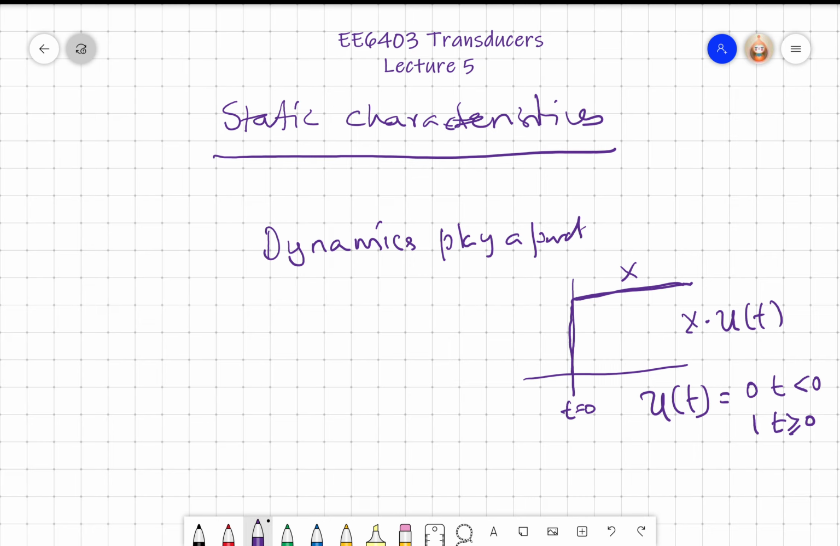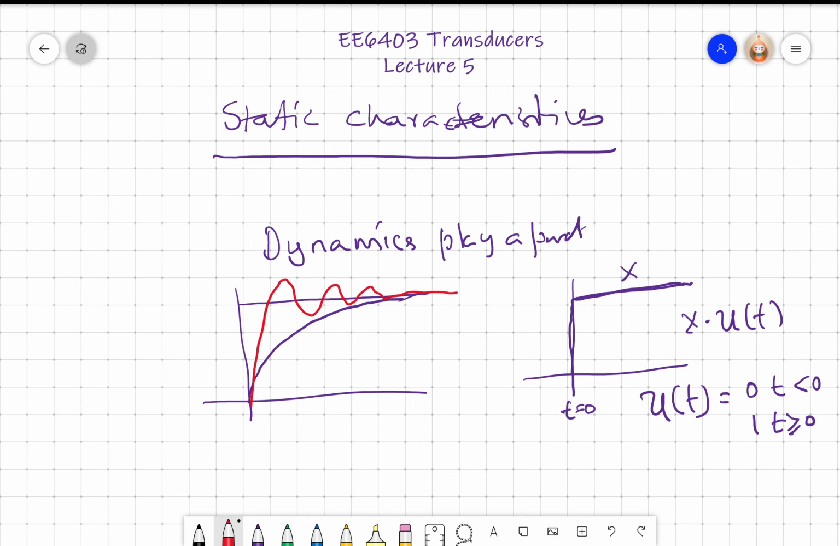If this is my input, then it's possible that my output will go like this. And of course, it need not be like this. I can also have my output like this, which we will look at a little later. This is for one system, or transducer, and this is Transducer 2.